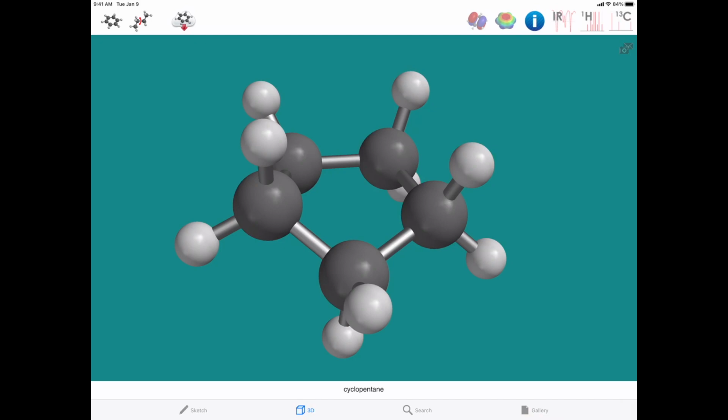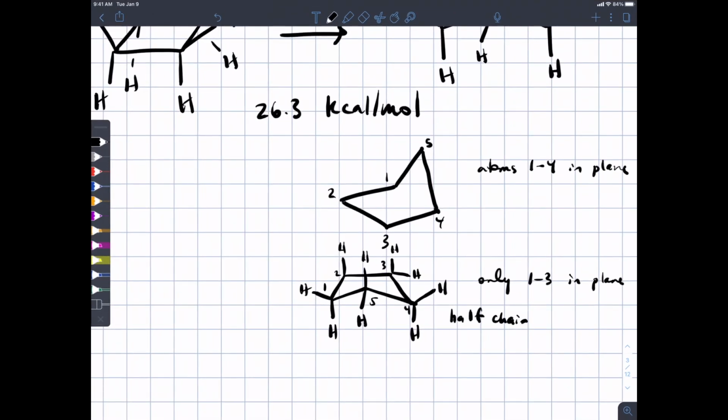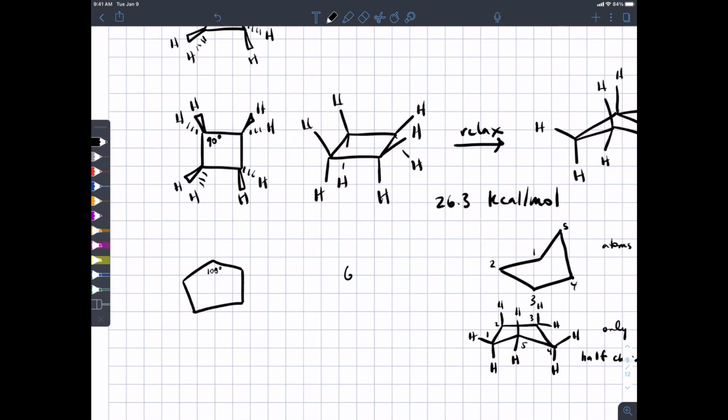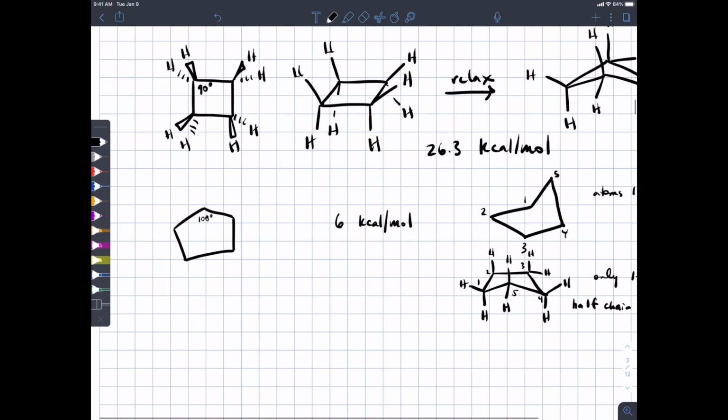The strain energy for cyclopentane is a whole lot less than for cyclobutane. The bond angles, you can do the math, but even if this five-membered ring were perfectly flat, I think the internal angle would be something like 108 degrees, so it's not that bad. And overall angle strain for cyclopentane is about 6 kilocalories per mole.